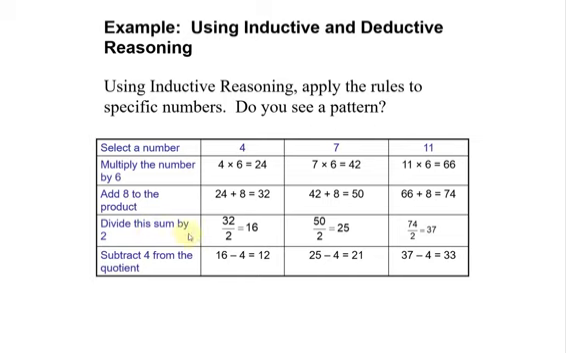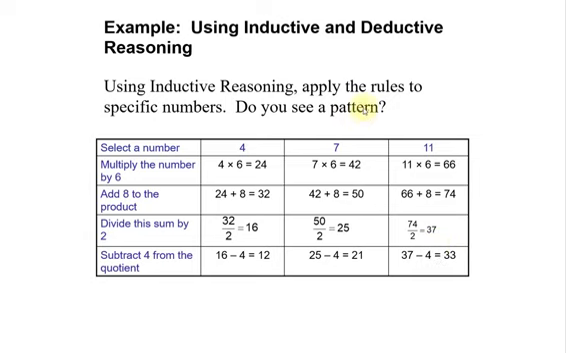And then divide this number by 2, like 50 divided by 2, 32 divided by 2 gives me 16, and so on. And then I subtract 4 from the quotient I just got, and then I get the final value. Now, do you see the pattern from here? From 4, go up to 12. From 7, go up to 21. 11, go up to 33.